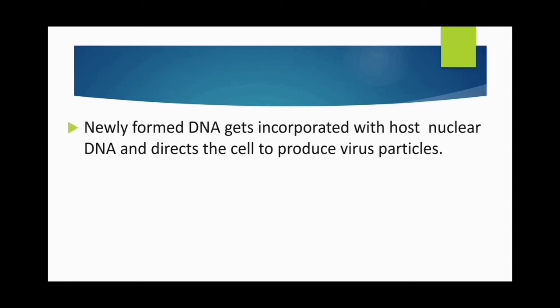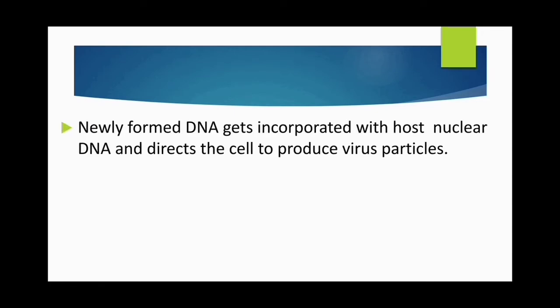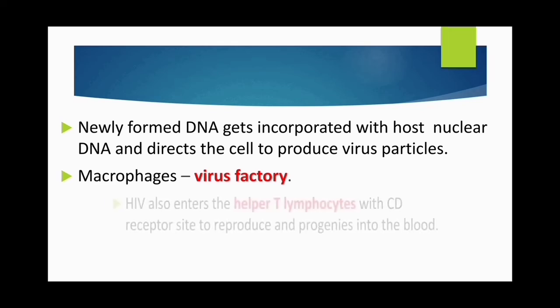So what we learned? Newly formed viral DNA gets integrated or incorporated with the host nuclear DNA and directs the cell to produce virus particles. Whenever the host cell undergoes division, virus particles also divide. Since all this happens in the macrophage cell, these cells are called the virus factory. So one single virus enters the body and produces large copies in the macrophage cells. These copies are called the virus particles.